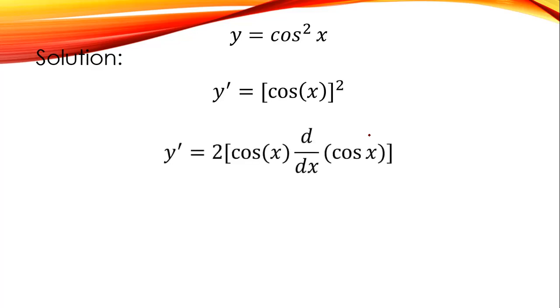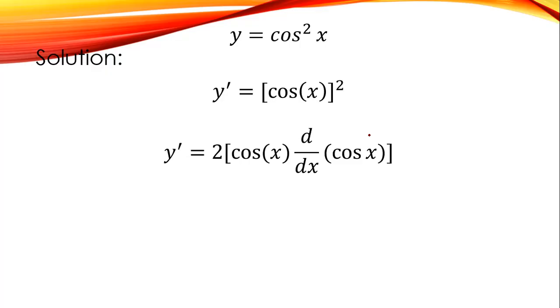So let's continue. Y is equal to cosine squared x. We should know, when we say cosine squared x, this is equal to cosine x squared. We are squaring the whole cosine x. So, applying the chain rule, the 2 comes down. So it becomes 2 cosine x because we subtracted 1 from 2, so it became 1. Multiplied by the derivative of cosine x.